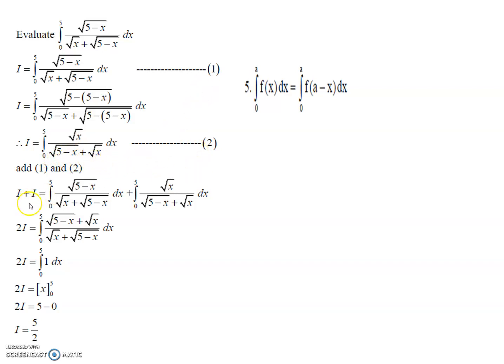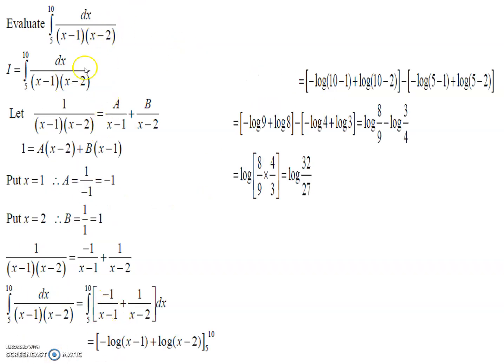Adding equations 1 and 2, I plus I is the integral from 0 to 5 of root of 5 minus x upon root x plus root of 5 minus x dx, plus the integral from 0 to 5 of root x upon root of 5 minus x plus root x dx. The denominator is the same, so the numerators are added and the limits are the same. That's why 2I is equal to the integral from 0 to 5 of root of 5 minus x plus root x upon root x plus root of 5 minus x dx. Common terms get cancelled. 2I is equal to the integral from 0 to 5 of 1 dx. What is the integration of 1? It is exactly x. Lower limit 0, upper limit 5, 5 minus 0, so 2I is equal to 5, and I is 5 upon 2.